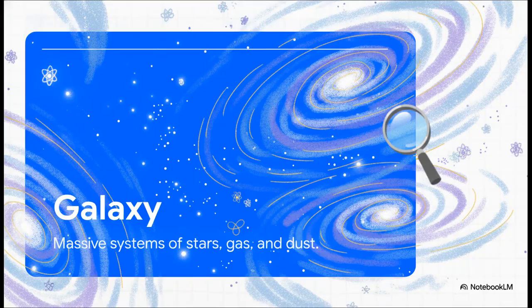So what is a galaxy? Well, a galaxy isn't just a handful of stars. It's a giant, awe-inspiring system. We are literally talking about massive structures that can hold billions, yes, billions of stars. And they're all bound together by gravity, alongside these vast, swirling clouds of gas and dust. Think of it as the fundamental building block of the macroscopic universe.